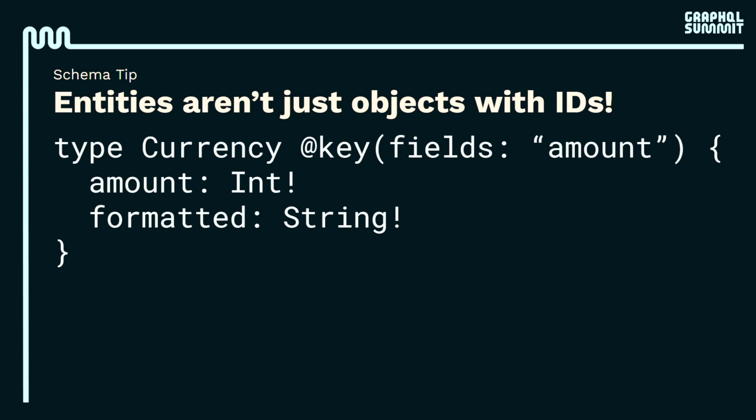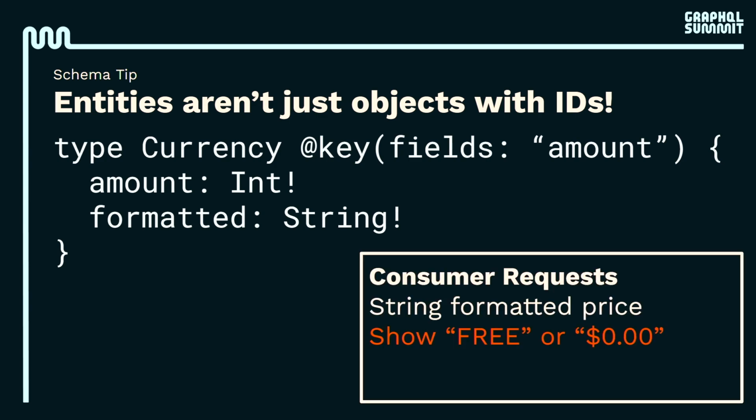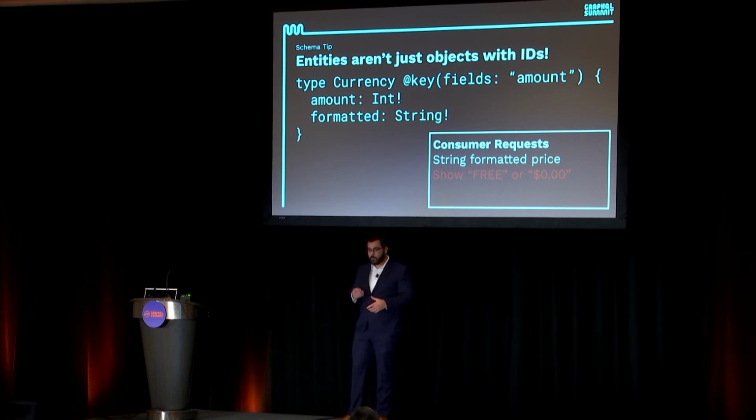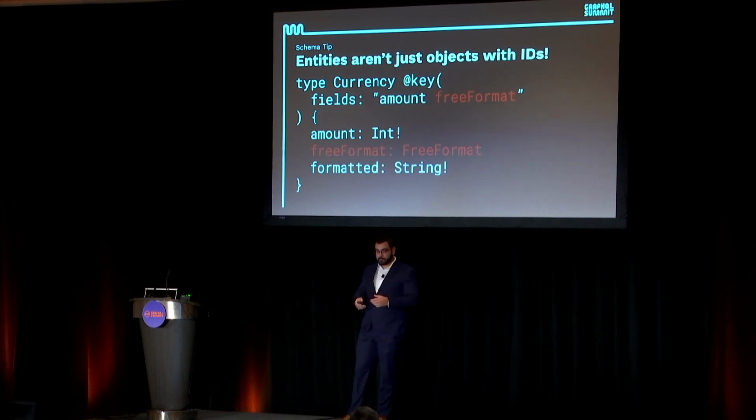So thinking back to our consumer's request though, there's something I've omitted from this, and that's the idea that we want to show free on some products and 0.0 on others. Well, that's really easy to do in a monograph. We can just take a look at the product that it's being requested from and resolve it from there. But on a supergraph, we are now crossing the boundary of subgraphs where it's no longer trivial to do something like this. So how are we going to include that?